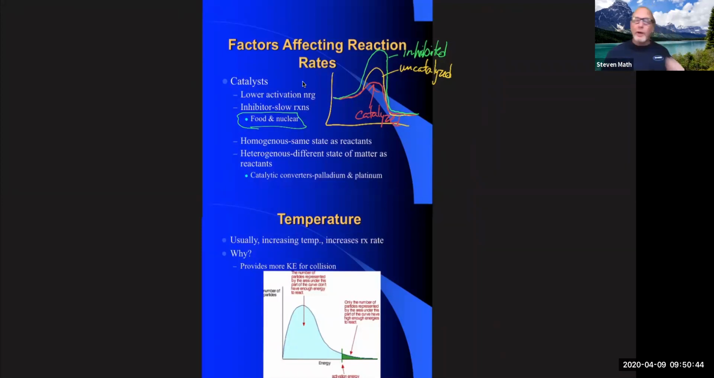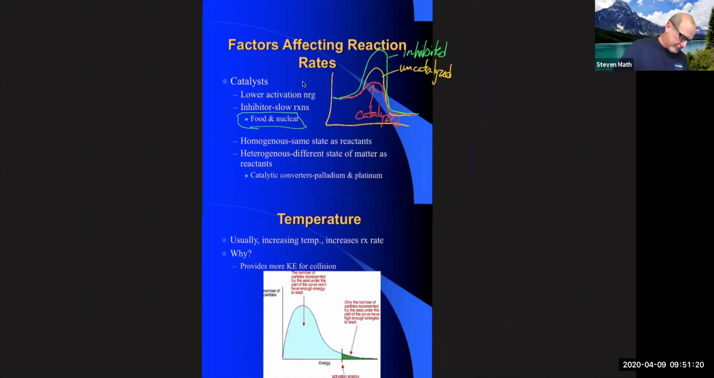Okay, now there are two kinds of catalysts we want to keep track of. There are homogeneous catalysts and heterogeneous catalysts. Homogeneous are in the same state as the reactants. These are the enzymes that we talked about in biology. Heterogeneous, these are different states of matter. These are things like catalytic converters that contain heavy metals of palladium and platinum, and those react with our exhaust fumes to create CO2, nitrogen, and water vapor. They clean up our exhaust systems, okay?